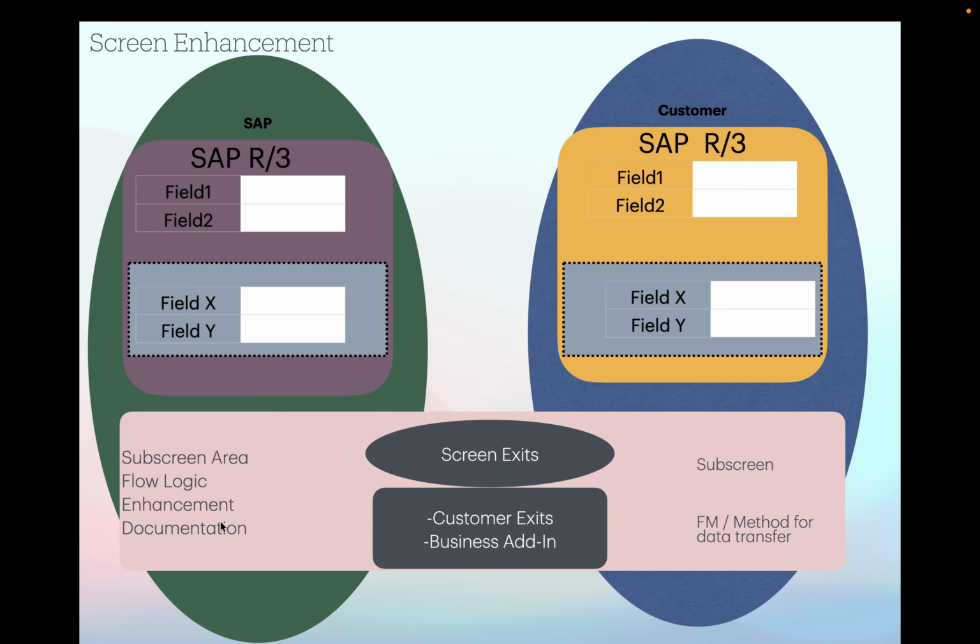That is defining the subscreen area, specifying the corresponding calls in the flow logic, providing the framework for the data transport, including the screen exit in an enhancement, that is, in the customer exit or the BAdI, and maintaining the documentation. These four steps need to be performed. This outline is a simplified structure. When we do the practical, it will be elaborated more.